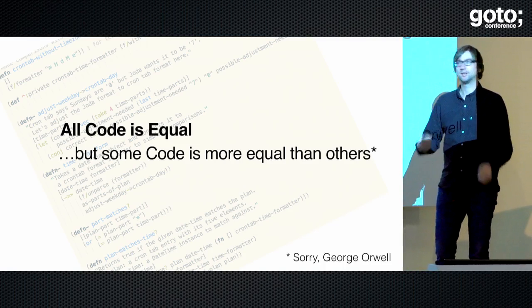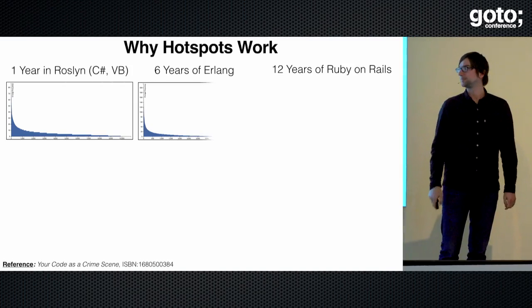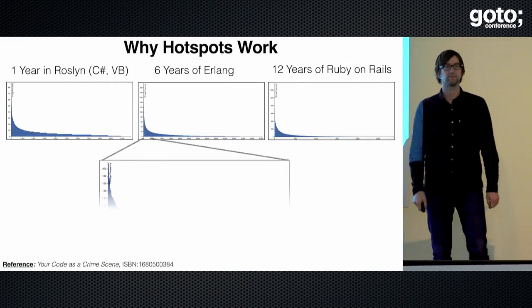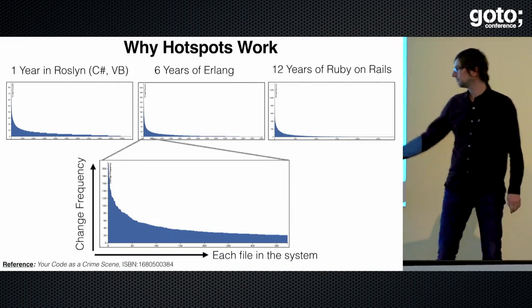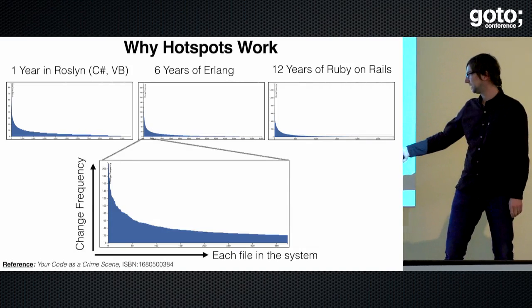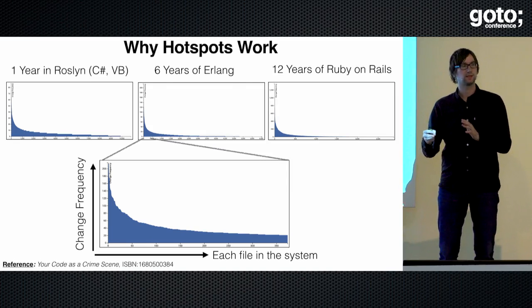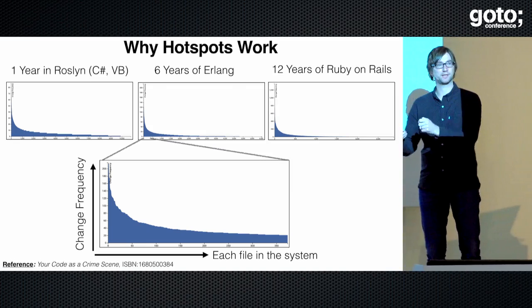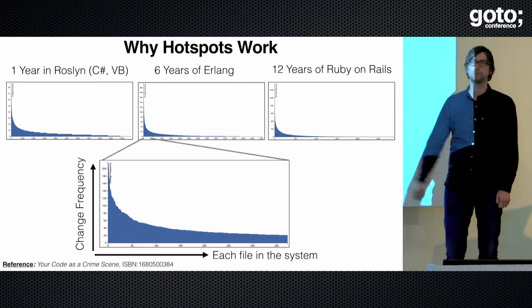Now, what do we mean with that statement? Well, let me show you. Please have a look at the following graphs. They all show exactly the same thing. So on the x-axis, you have each file in the system, and they're sorted according to their change frequency. That is, how many commits do I do to each file? And the number of commits is what you see here on the y-axis.